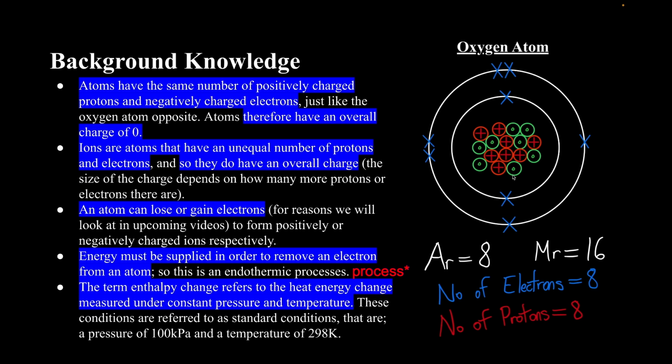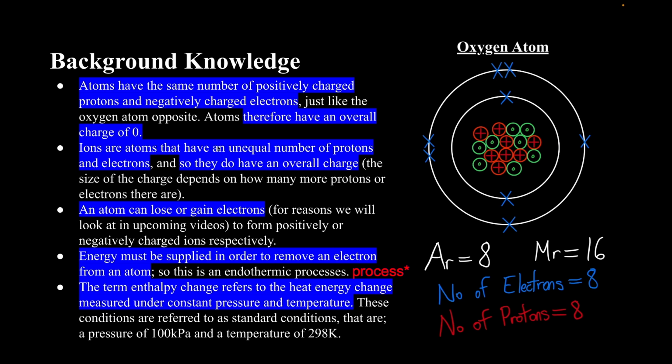You would do the exact same thing we've done here with any other atom, whether it be fluorine, carbon, sulfur, phosphorus, whichever. Ions are atoms that have an unequal number of protons and electrons, and so they do have an overall charge. The size of the charge depends on how many more protons or electrons there are.